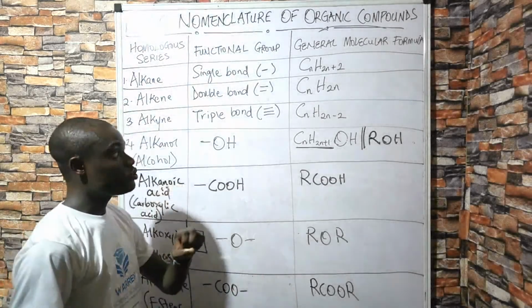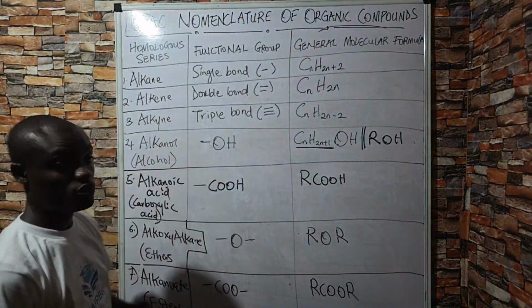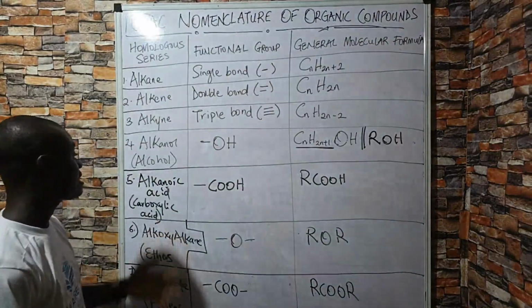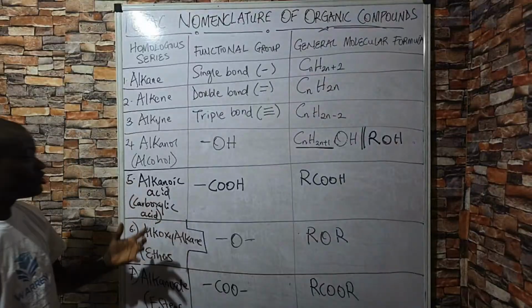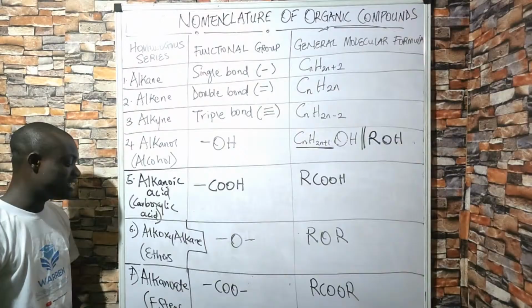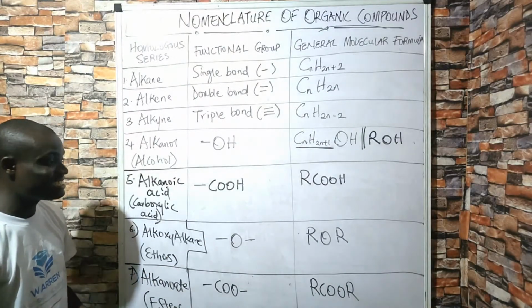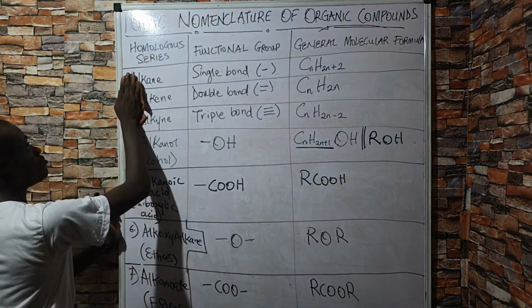So in the absence of any question or any comment or suggestion, we are going to move on. We've listed a whole lot of homologous series. We've looked at alkane, alkene, alkyne, alkanol, previously called alcohol, alkanoic acid, previously called carboxylic acid, alkoxyalkane, previously called the ethers. We have looked at the alkanoate, which was previously called the ester. So we are going to add more to this table. So let's move on.